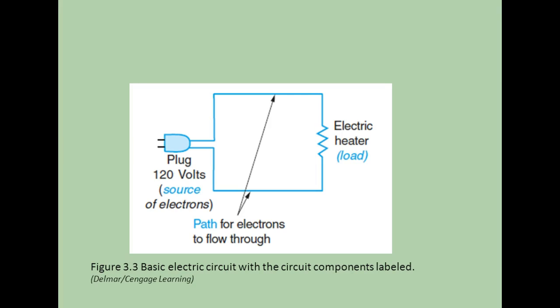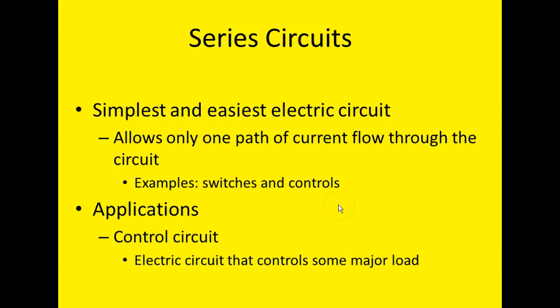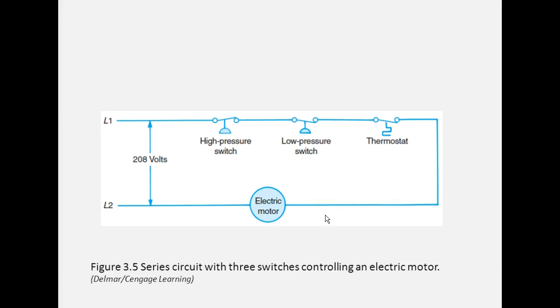So here I have a little circuit, 120 volts. You plug it into the wall. So there's no on and off switch. When you plug it in, it's complete. You've completed it to the source. Over here I have an electric heater. That's my load. Pretty simple. We just went over series circuits. And here I have a series circuit, L1 to L2. We're reading 208 across from it.